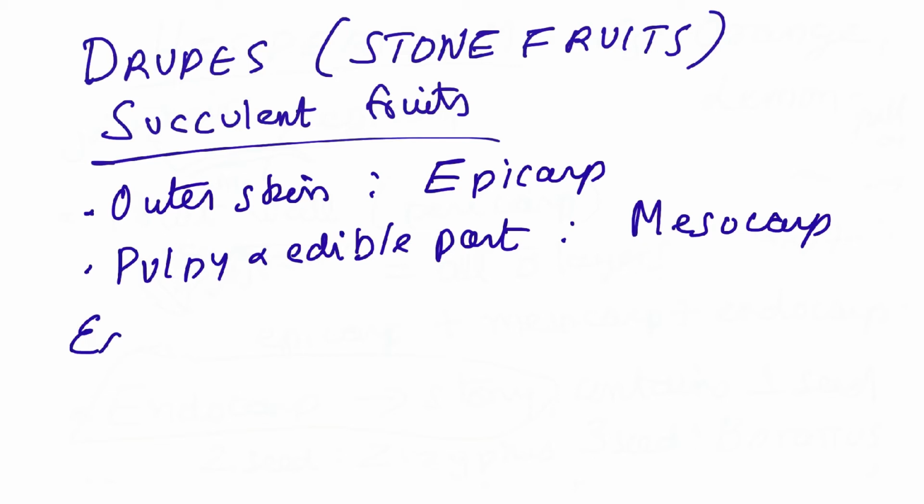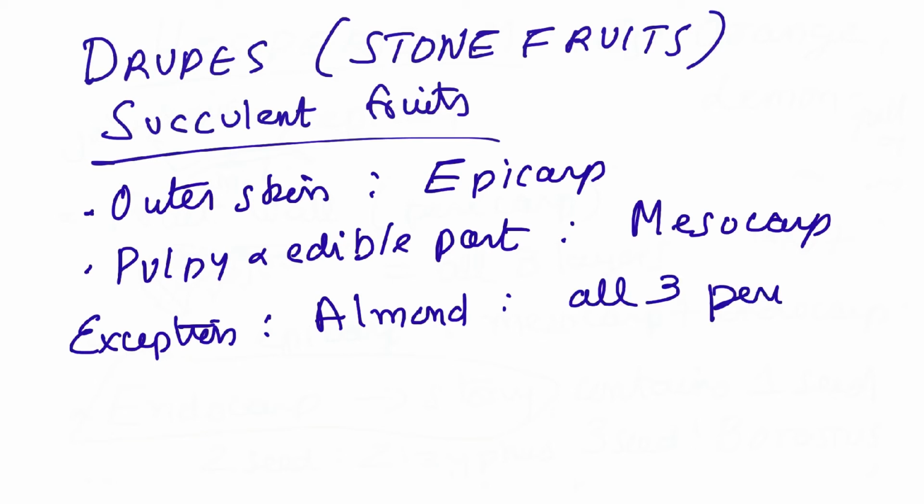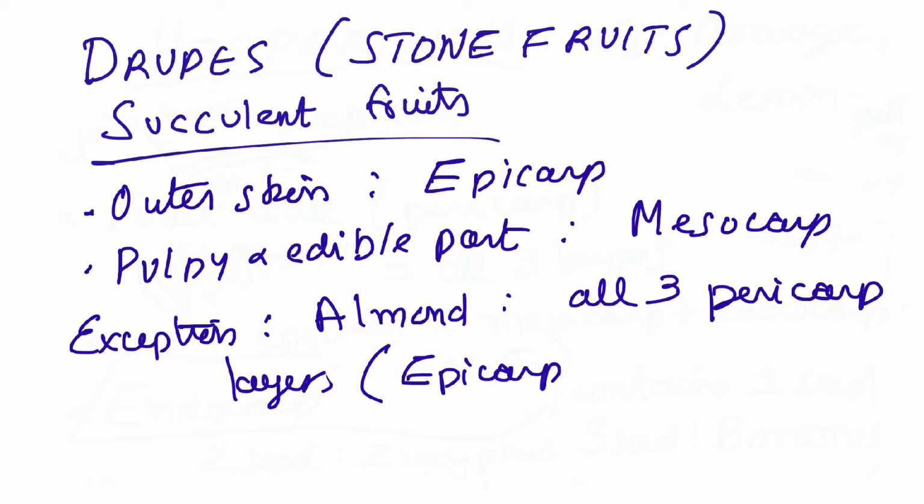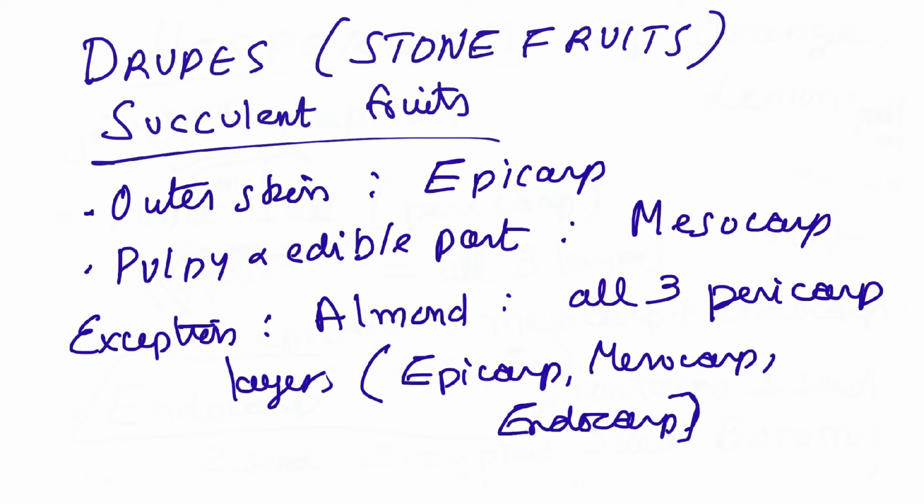And as far as discussion about drupes is concerned, there's a very interesting exception. That's the almond. Why is it an exception? Because in almond, all 3 pericarp layers, which means the epicarp, the mesocarp, and the endocarp, are not edible. So that's a very important point.